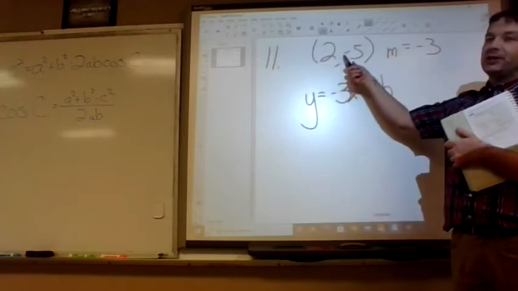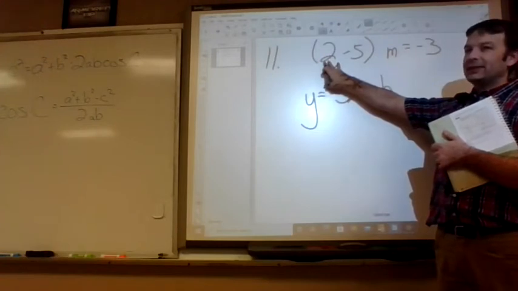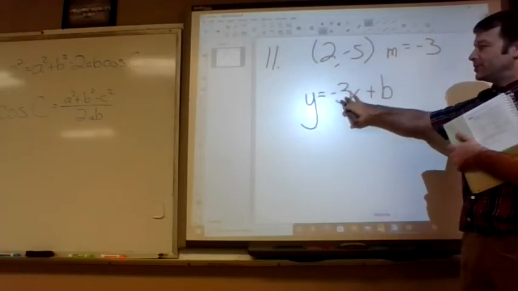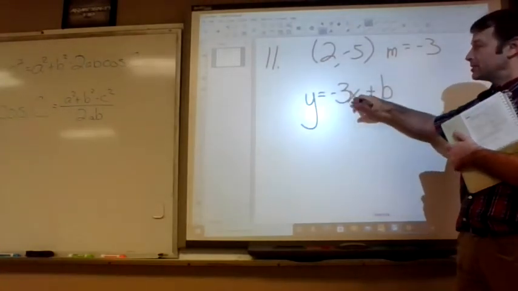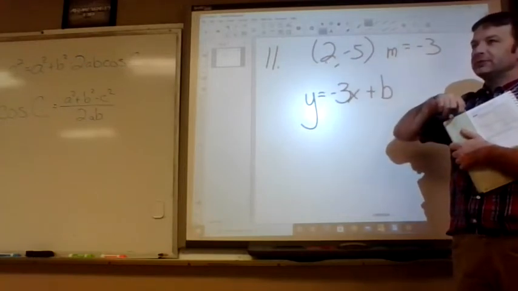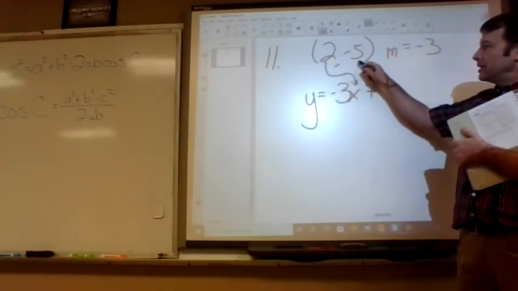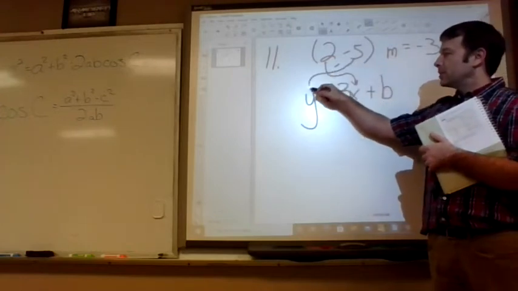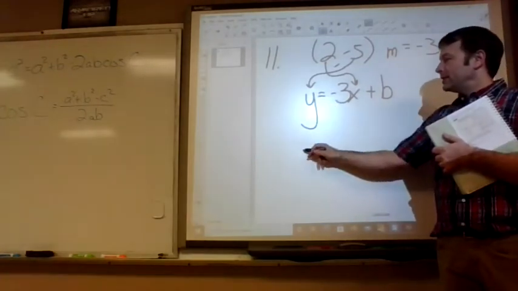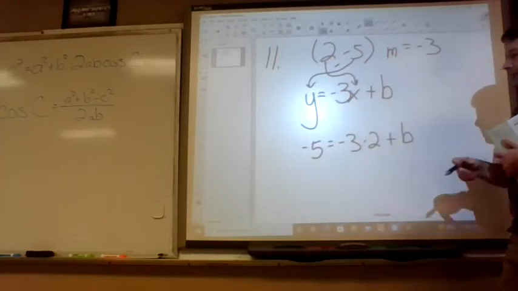How can I find the b value? Well, they gave us this information, so that's probably important, right? This is an x and a y coordinate. This is supposed to be a solution for this equation. That means if we plug it in, it's supposed to work in this equation. So where should I plug the 2 in? The x, right? And where should I plug in the -5? The y. So I've got -5 equals -3 times 2 plus b.